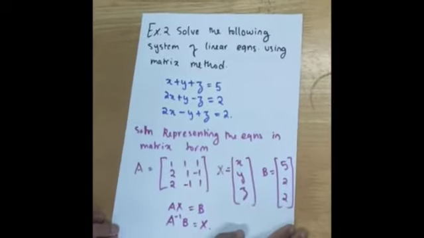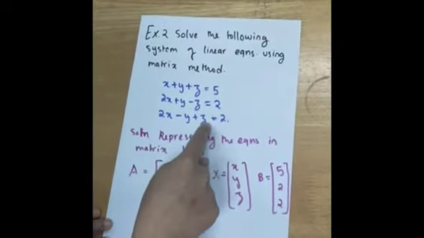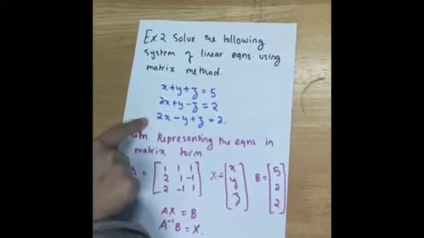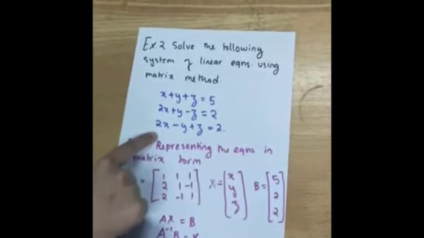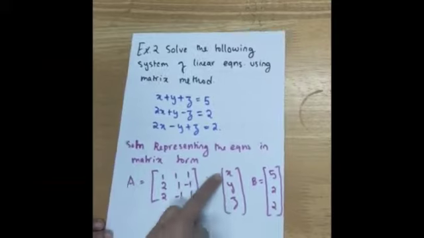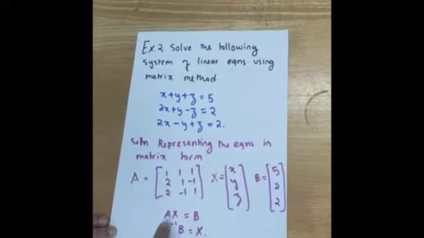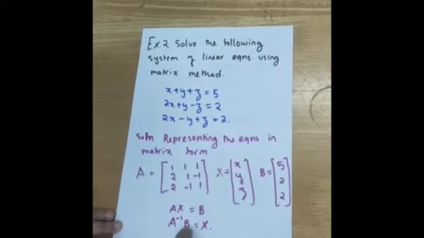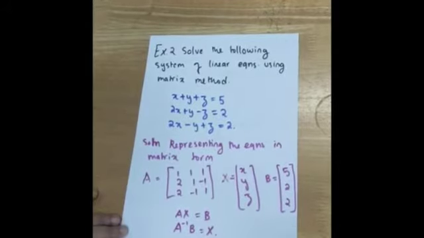Let's look at another example. Here we have 3 equations with 3 variables. To solve this system of linear equations, like we did in the previous example, we start by representing our equations in matrix form. So matrix A is our coefficient matrix, matrix X is our matrix of variables, and B is our matrix of constants. We know that if AX equals B, then X is equal to A inverse times B. So we need to find A inverse and then multiply it with B.